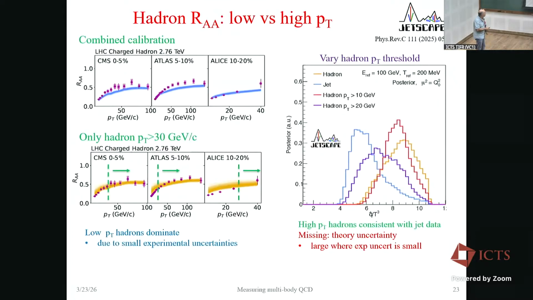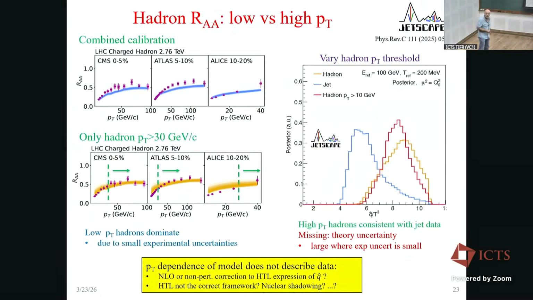So the jet solution is in blue. The total hadron solution is in orange. And if we only consider very high PT hadrons, the gray here, it's very much compatible with the jet solution. In other words, low PT hadrons are giving us a different answer than jets and high PT hadrons. There's some kind of different physics going on as a function of PT of the hadrons in terms of understanding how well jets are interacting with the plasma.